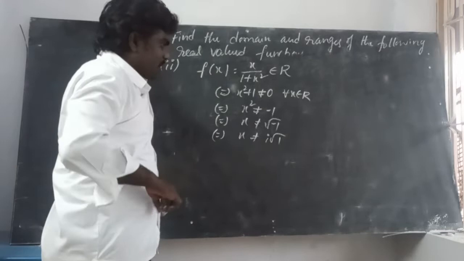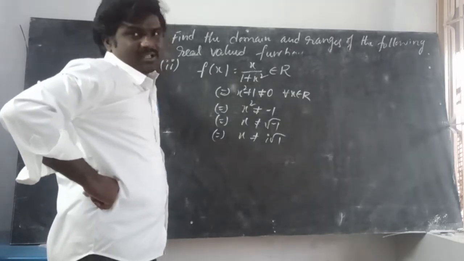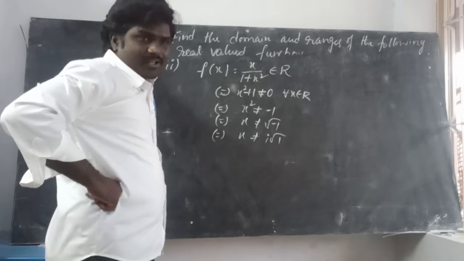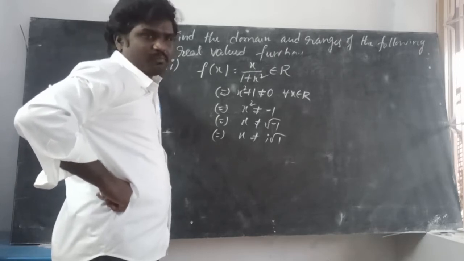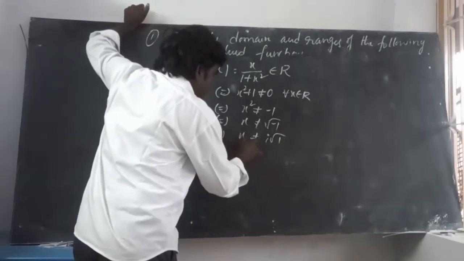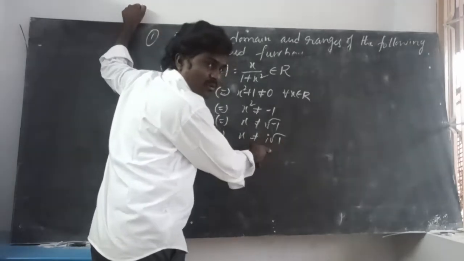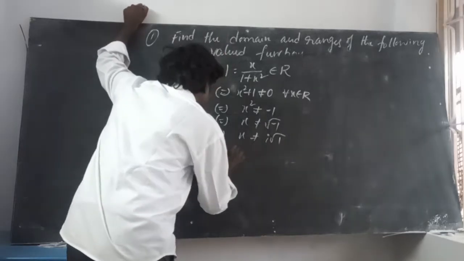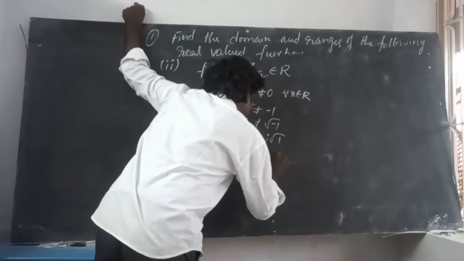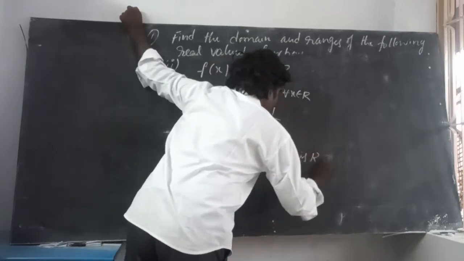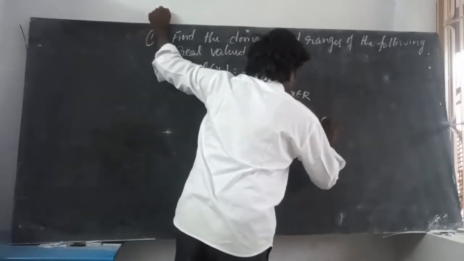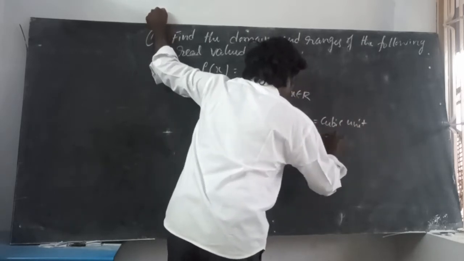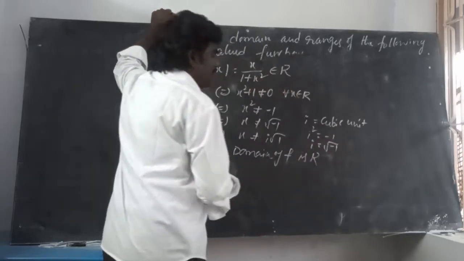The square root of minus 1 is what? Complex numbers, a plus ib. i is the imaginary unit. i square is equal to minus 1, i is equal to square root of minus 1. So here x is not equal to complex numbers. That means x is a real number. So therefore, domain of f is R. Here i is the imaginary unit. In complex numbers, i square is equal to minus 1, i is equal to square root of minus 1.